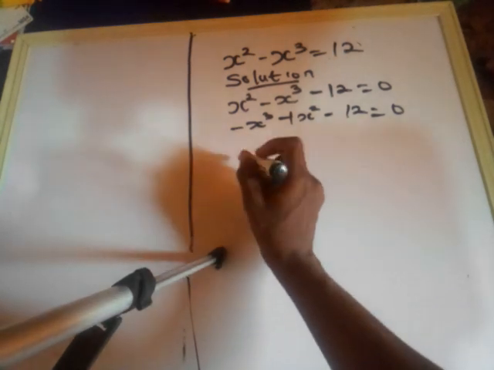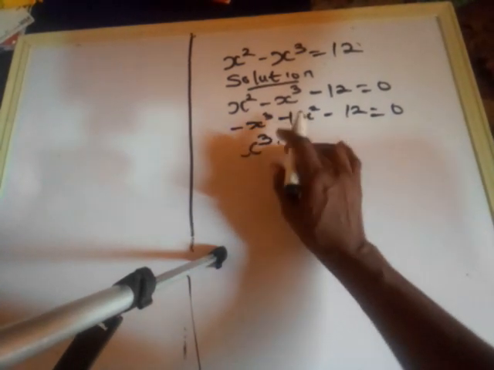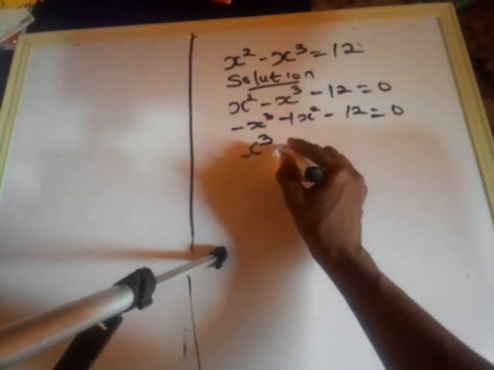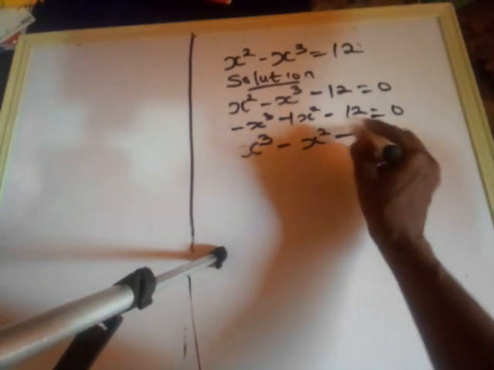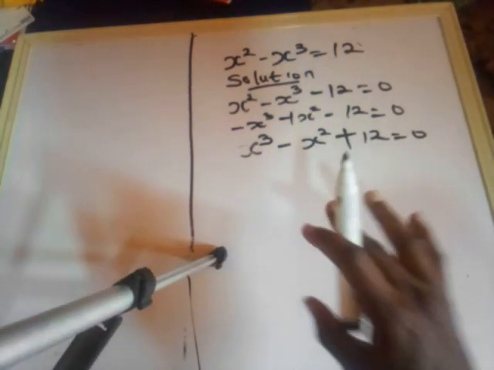So minus and minus will give us what? x raised to power 3, plus, this one becomes negative, we are multiplying through by minus 1, minus x squared. Then this one becomes positive 12, right. Now we want to factorize.